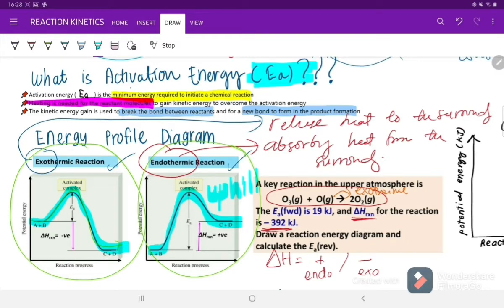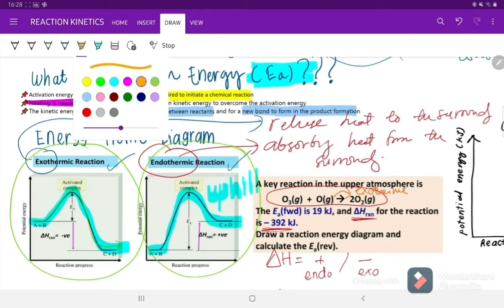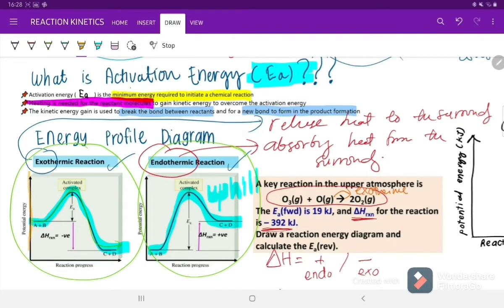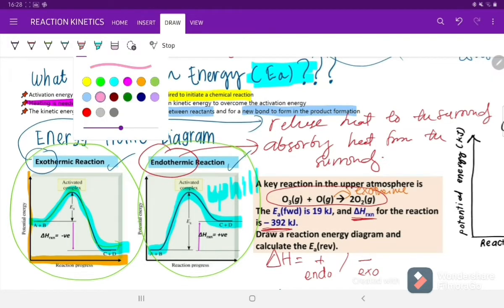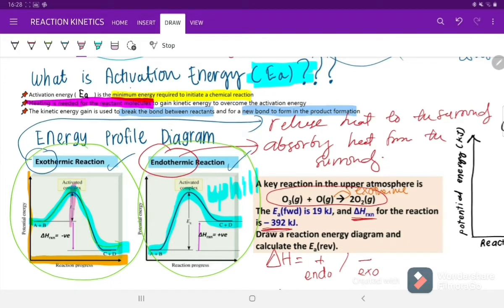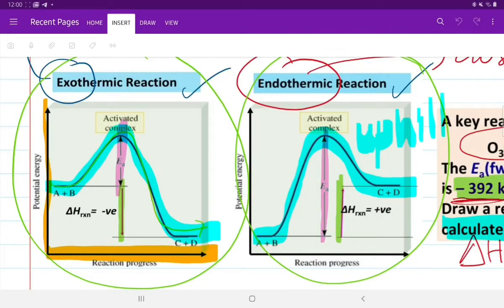In the energy profile diagram, we have the y-axis as the potential energy and the x-axis as the reaction progress. In any energy profile diagram, you must label where the activation energy is. This is the activation energy, EA, for my exothermic reaction, and this is the activation energy for my endothermic reaction.